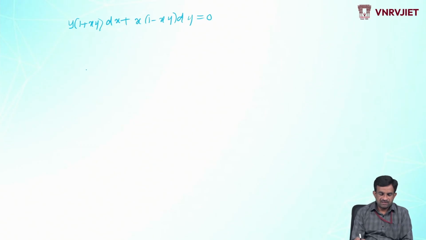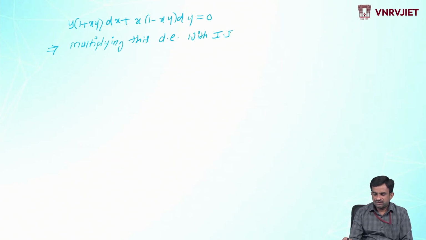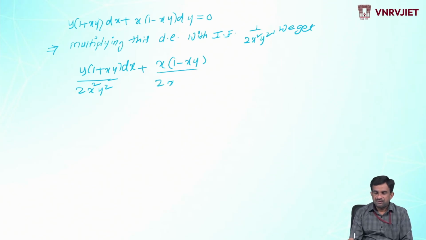Multiplying this differential equation with the integrating factor 1 by 2x square y square, we get y into 1 plus xy dx, into 1 by 2x square y square, then plus x into 1 minus xy divided by 2x square y square into dy is equal to 0.